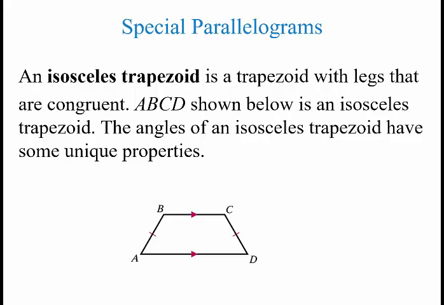An isosceles trapezoid is a trapezoid with legs that are congruent. So ABCD shown below is an isosceles trapezoid, and the angles of an isosceles trapezoid also have some unique properties. Here, these are the parallel sides, and we're saying that the legs, side AB and side CD here, are equal or congruent, and that's called an isosceles trapezoid.